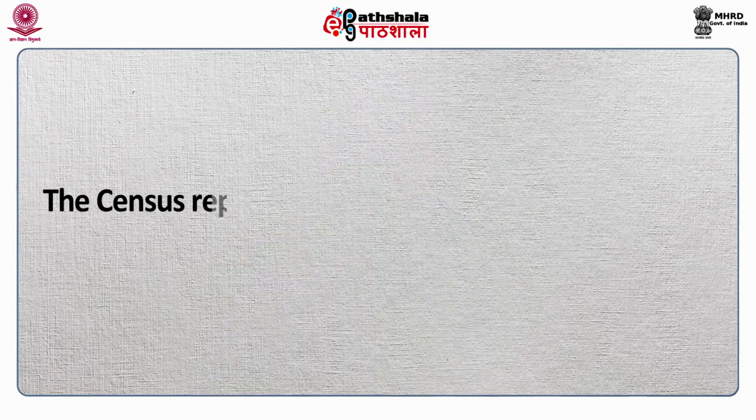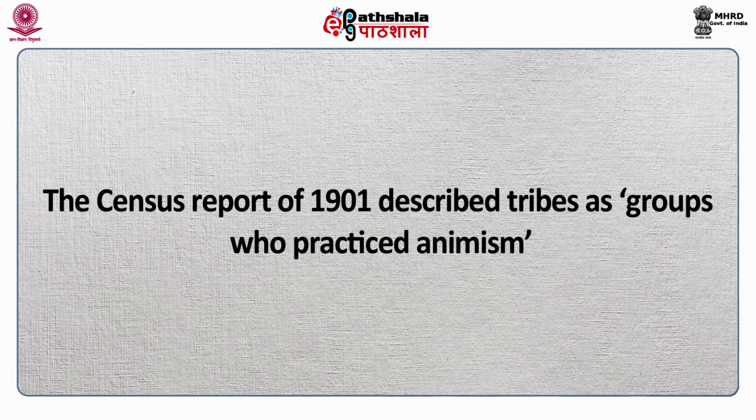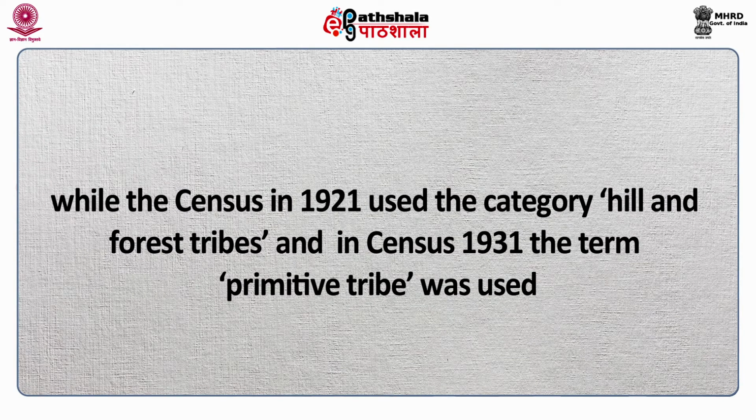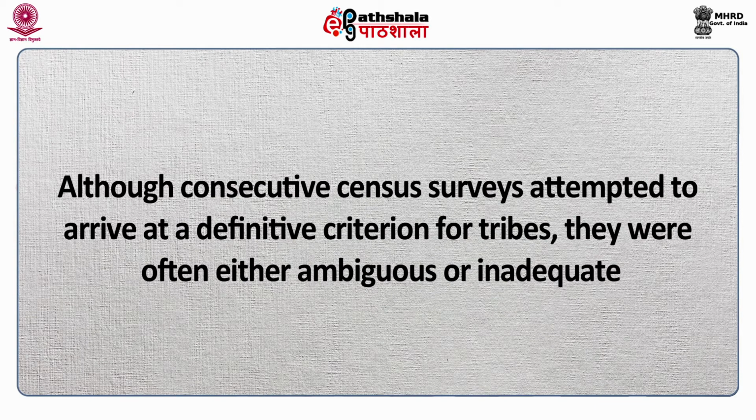In the subsequent censuses, a similar trend of ascribing identity markers was seen, where clumping of tribal communities under a broader group was in vogue. The census report of 1901 described tribes as groups who practice animism, while the census of 1921 used the category hill and forest tribes, and in the census of 1931 the term primitive tribe was used. Although consecutive census surveys attempted to arrive at a definitive criterion for tribes, they were often either ambiguous or inadequate. In the writings of the British, a tribe is referred to as a group claiming descent from a common ancestor or one which lived in primitive and barbarous conditions.